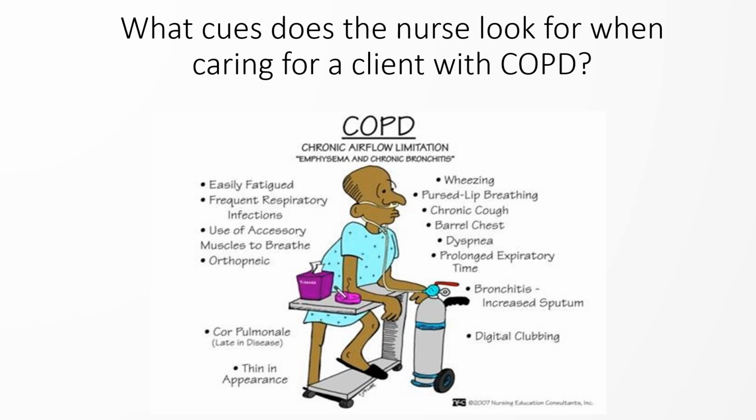This patient can also present with cor pulmonale. We consider this a complication later in the disease process. So someone who has had COPD for a long time may present with what we consider cor pulmonale. And that is when they start having heart symptoms, or heart failure symptoms, due to COPD.